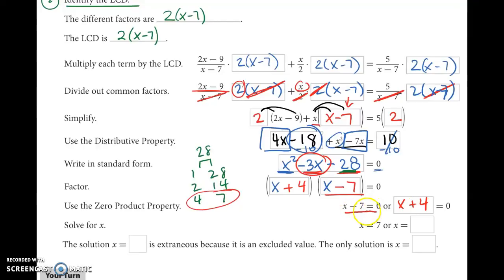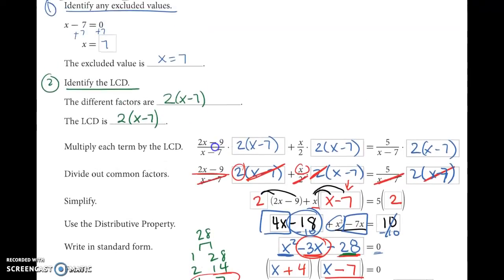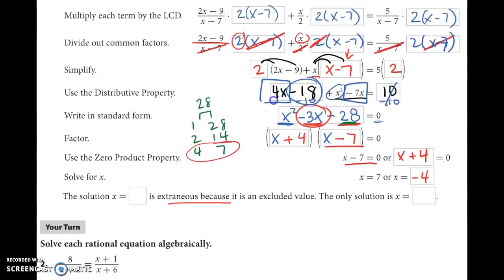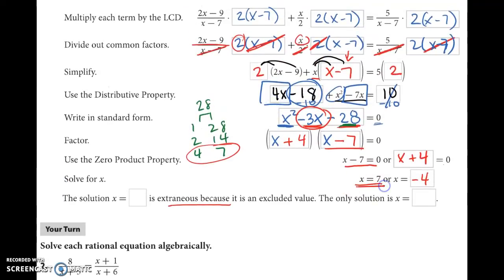So it already solved this one by adding 7, so let's subtract 4 here, and we get a negative 4. Now let's go back to the beginning where we found what solution was extraneous. Let's go to the top. Excluded. So we found that the value x equals 7 would be extraneous. So right here, the value x equals 7 is extraneous because it's an excluded value. So the only solution for this one is x equals negative 4.